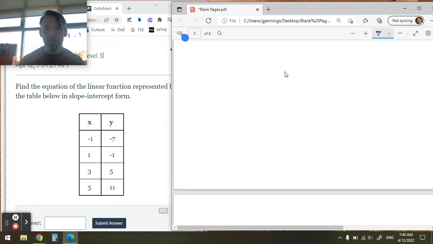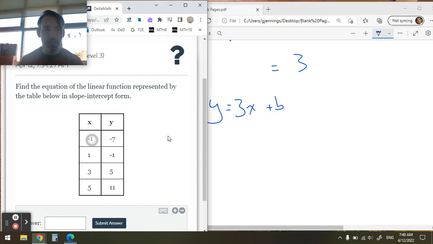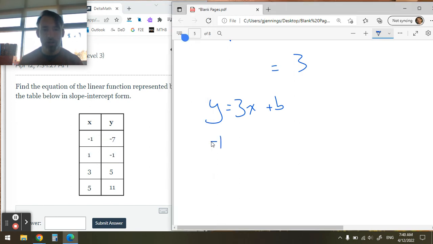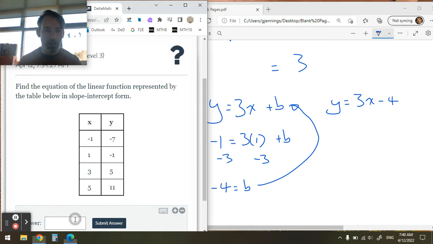So now I know I have an equation that looks like this: y is equal to 3 times x plus some number. Now I substitute one of these points in, and I'm going to choose (1, -1). So I have negative 1 for y is equal to 3 times 1 plus b. Subtract 3 from both sides, because 3 times 1 is 3, and I have negative 4 is equal to b. So I put this in there: y is equal to 3x minus 4. Plug that in. Y is equal to 3x minus 4.